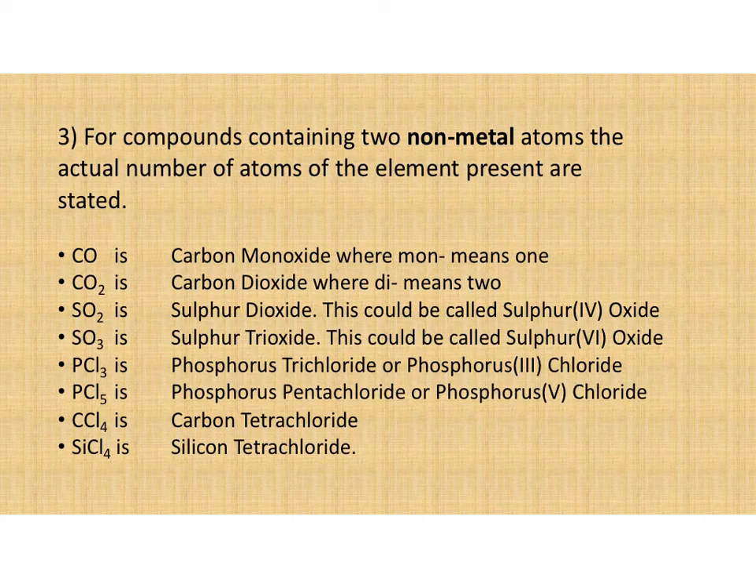So if my compound contains 2 non-metal atoms, then the name needs to say exactly what's in the molecule. So CO is carbon monoxide. Mono, of course, means 1, with carbon dioxide being CO2. And hopefully you can see the rest are pretty straightforward. So you just have the first non-metal there, and carbon tetrachloride will have 1 carbon and 4 chlorine atoms.